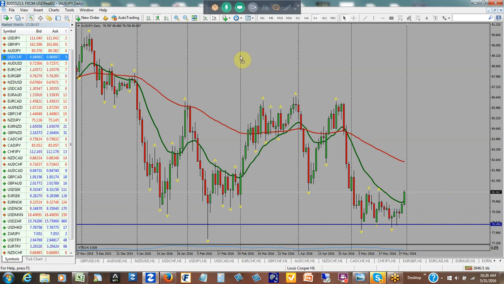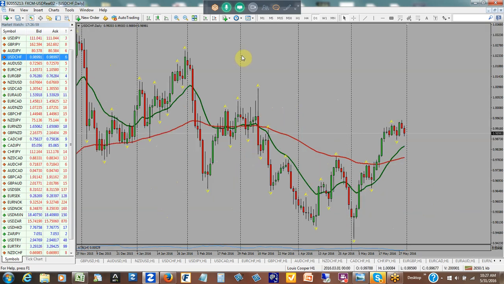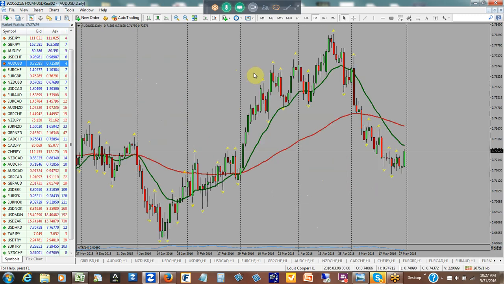All right, let's look at Dollar Swiss. What I want to do is find a slam dunk. Dollar Swiss, I'd be looking for a long once this clears up, because we've broken through our moving averages. We're in the process of trying to make a pullback, and I'd be looking for a long in here somewhere. Okay, let's go Aussie dollar. And sometimes you don't get the slam dunk, so then you go down to the next lowest time frame.